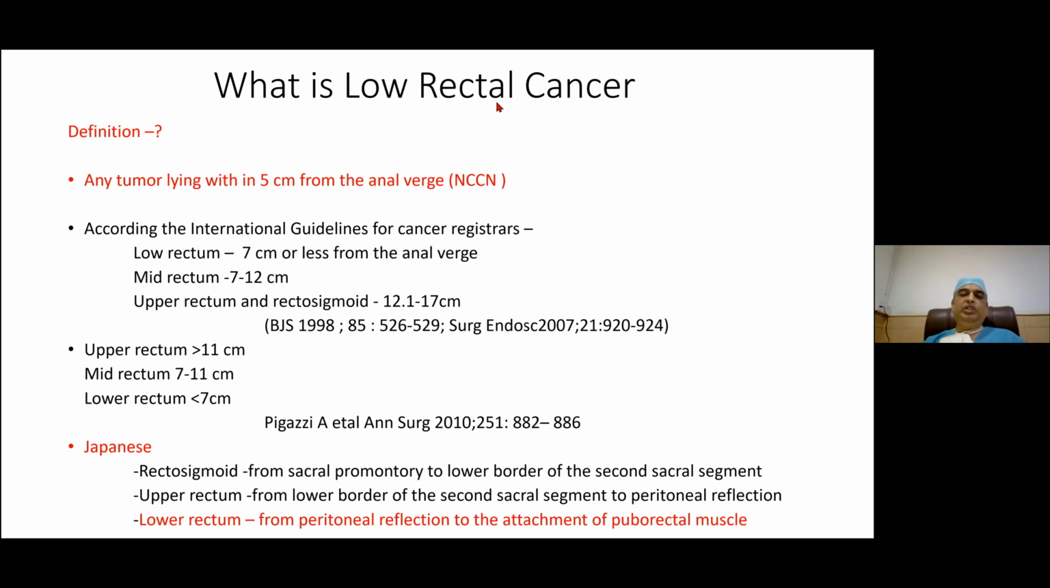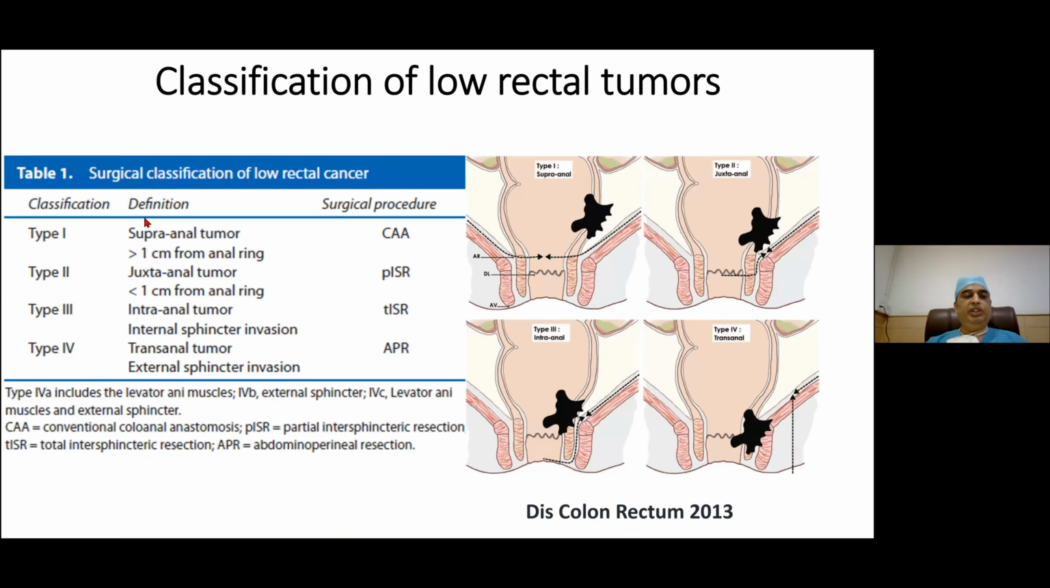And that is why the low rectal tumors have been classified. This classification is very important and practical because in this you can see this is type 1. Here the tumor is lying more than 1 centimeter from the pelvic floor. This is the levator ani, and you have a possible chance of getting a 1 centimeter margin just at the level of the pelvic floor. So you can do either a stapled coloanal anastomosis or a hand-sewn conventional coloanal anastomosis. This is called supra-anal or type 1 low rectal tumor.